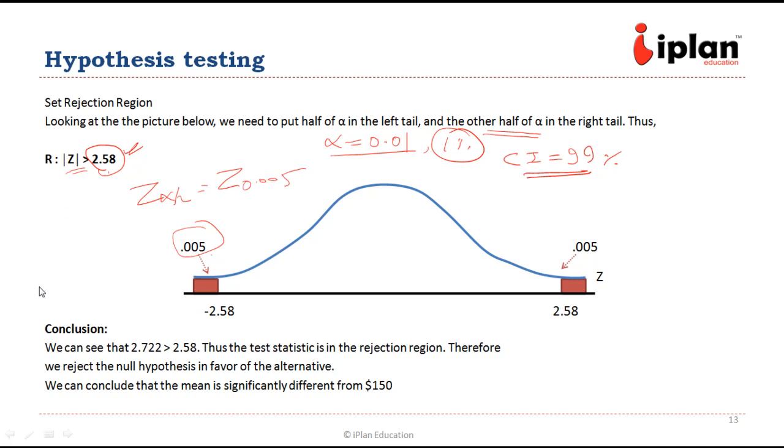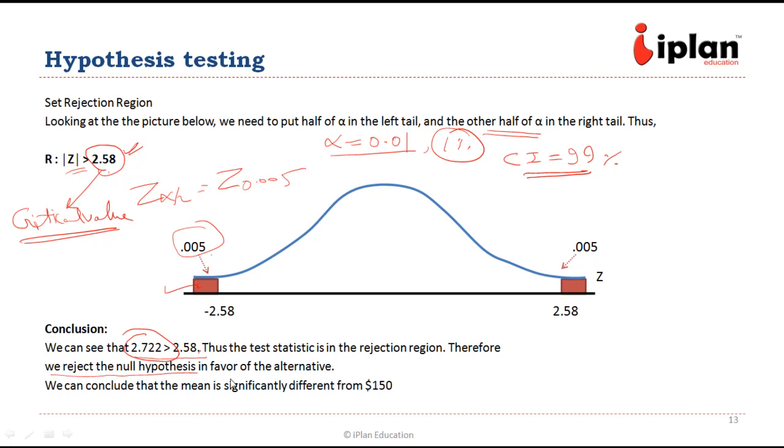So now let us compare 2.58, our critical value, with the test statistic, which was 2.722. We calculated it in the last slide. And the comparison says 2.722 is more than 2.58. Since the sign was negative, it is going to lie in the left tail, which is our rejection region.